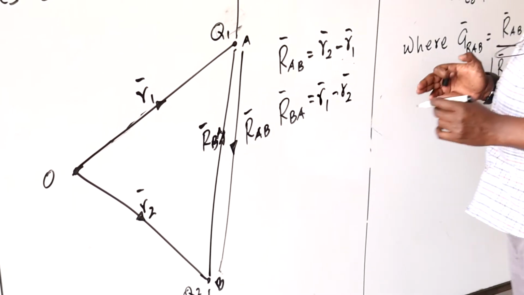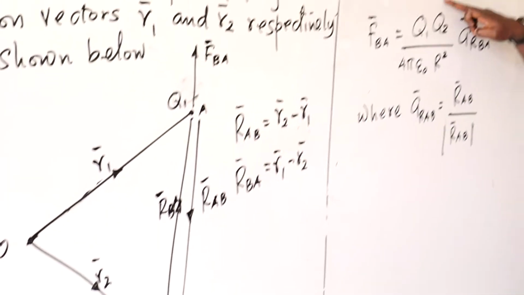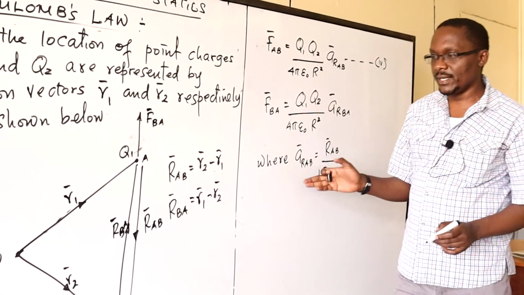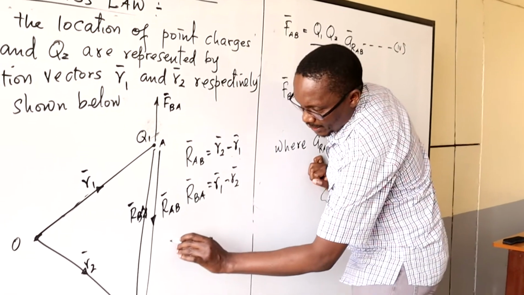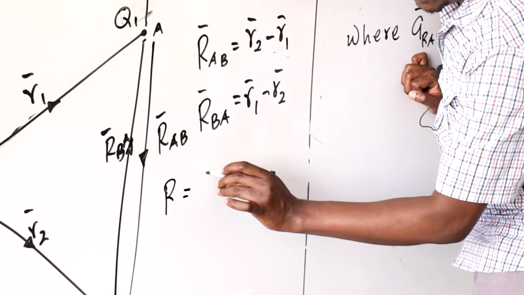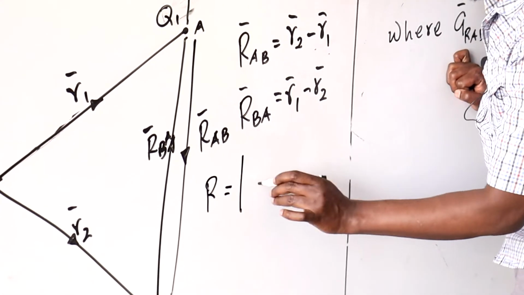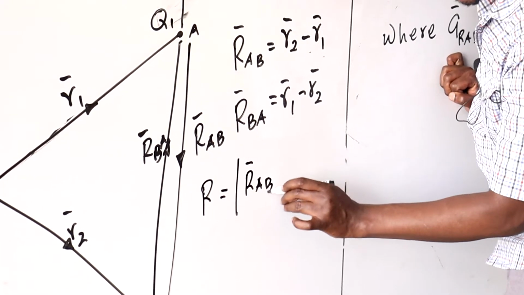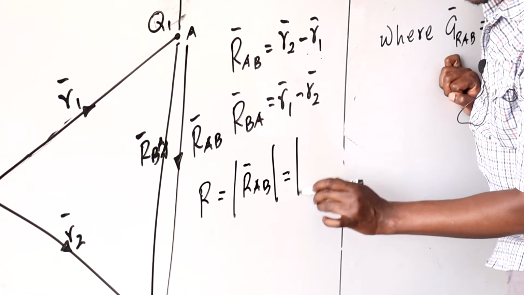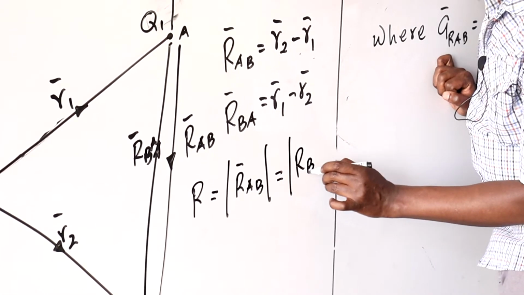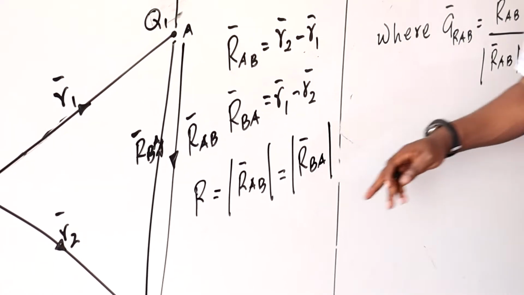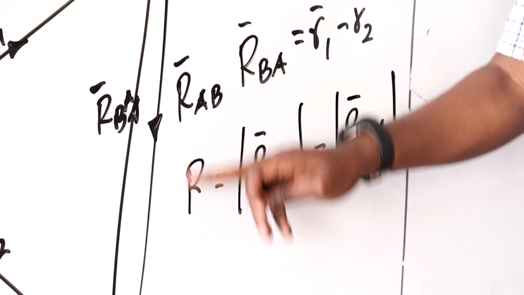And our r, if you are very keen, the distance r is common. The distance of separation is the same, so it doesn't matter the direction. So r can also be given by the magnitude of R_AB, which is also the same as the magnitude of R_BA, like so. That magnitude gives us the distance of separation.